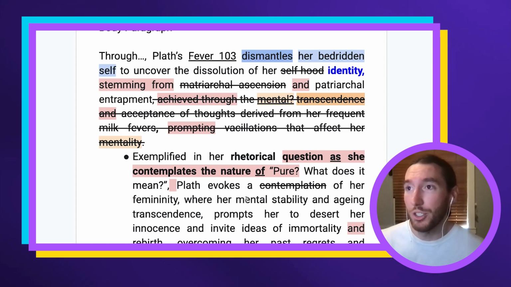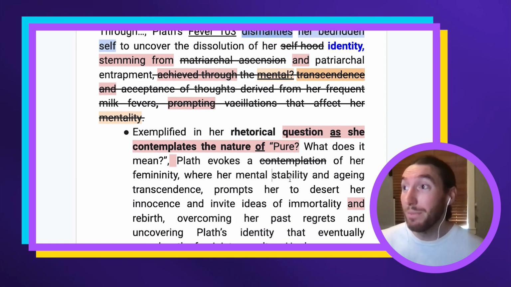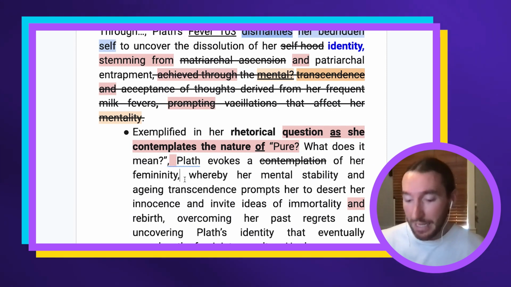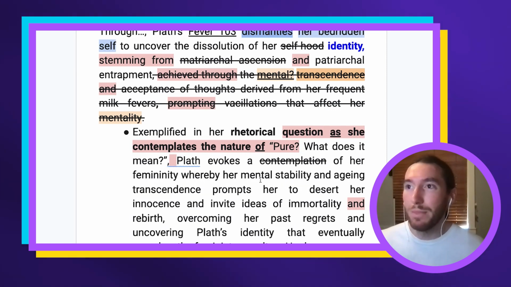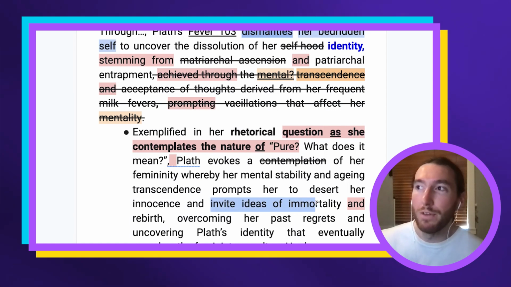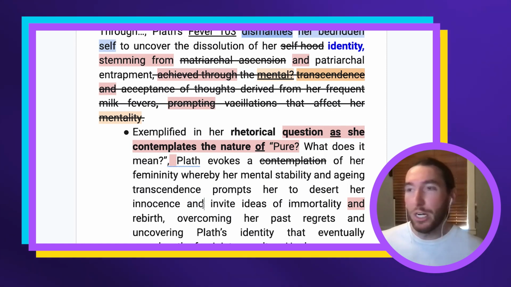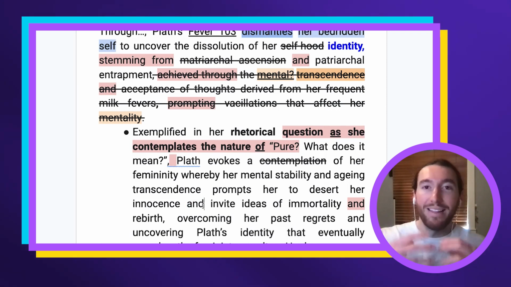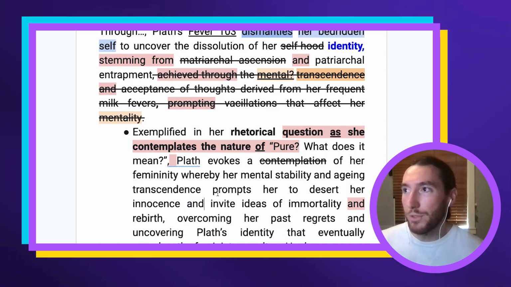She evokes a contemplation of her femininity, where her mental stability and aging transcendence, I don't know why there's a comma here, prompts, and I'd probably say "whereby," right? She evokes a contemplation of her femininity, no need for a comma there, whereby her mental stability and aging transcendence prompts her to desert her innocence and invite ideas. Now, if this is genuinely moving forward, the "and" there is okay, by the way, just to clarify. You wouldn't want the "and" when you're going to say basically two very similar things next to each other, so as to almost provide a list of nouns or adjectives. It prompts her to desert her innocence and invite ideas of immortality and rebirth.